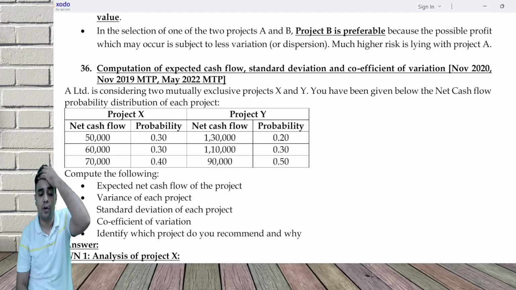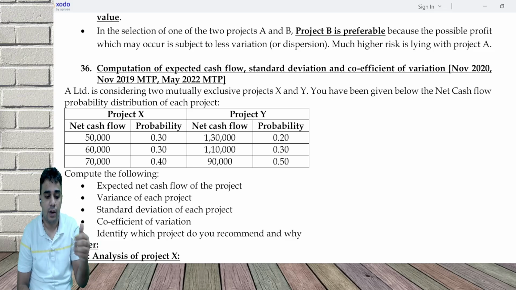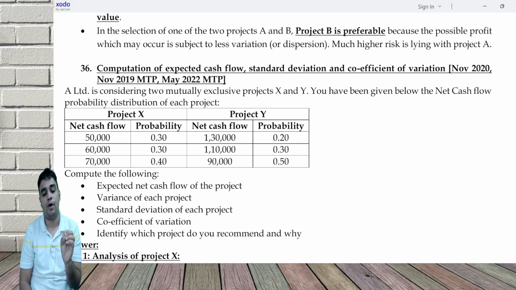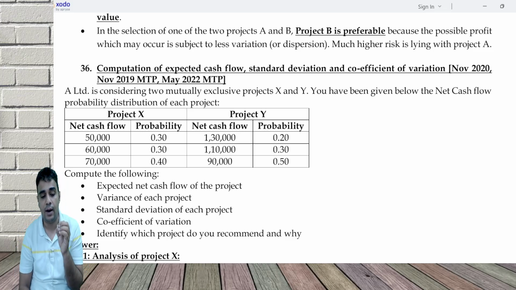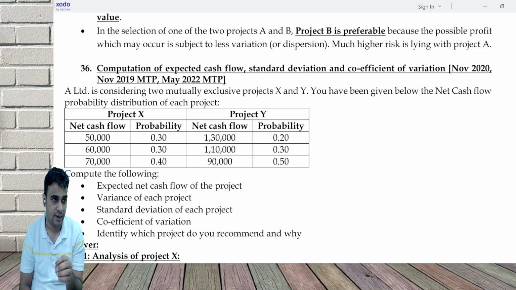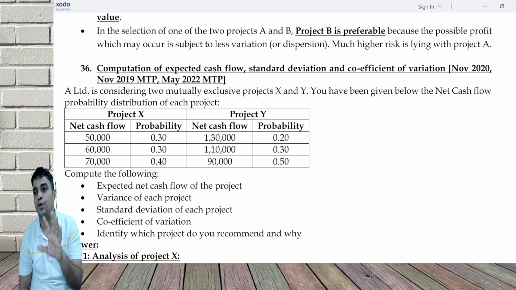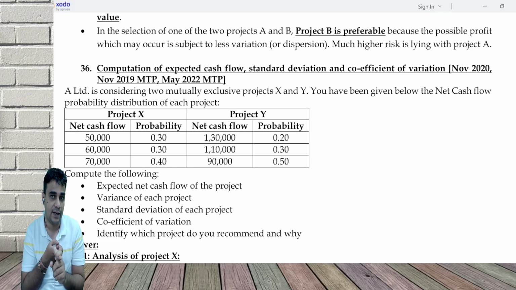Okay, you are now going to do this. You will be in listen mode. A Limited is considering two mutually exclusive projects X and Y. You have been given the following net cash flow and probability distribution of each project. Again, I have all the data which is needed. They are doing only cash flow, no NPV, nothing is asked in the question, because for doing NPV, I need outflow, first year inflow, second year inflow, third year. What they asked: expected net cash flow.